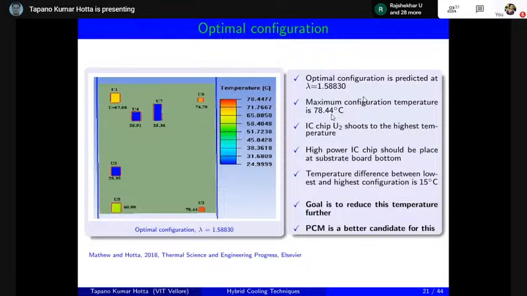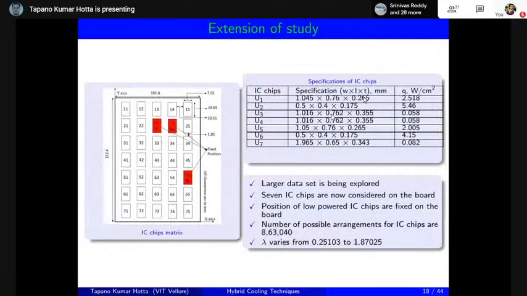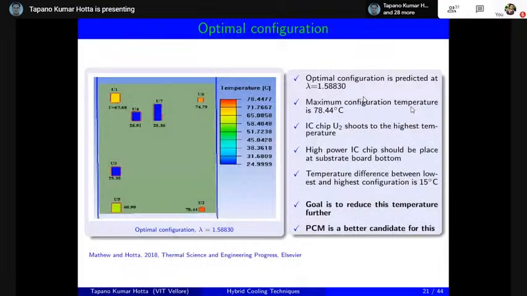Now as it is the smallest chip, its heat accumulation rate is very high, because the chip size is very small. You are supplying the same heat input. If you go to the heat input here, you can see for U2 you are supplying around 5.46 watt per meter square, and also you see the size here is small among all the chips, and the heat dissipation rate is high. Because of that, the heat accumulation rate of this chip is very, very high. So this results in a higher temperature in the configuration, that is 78.44.